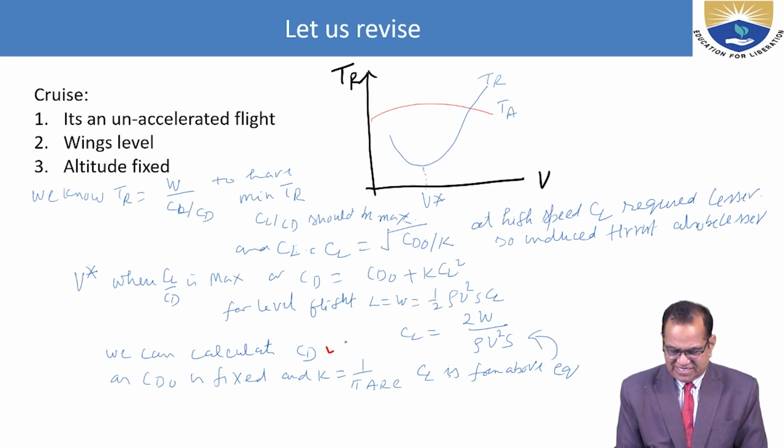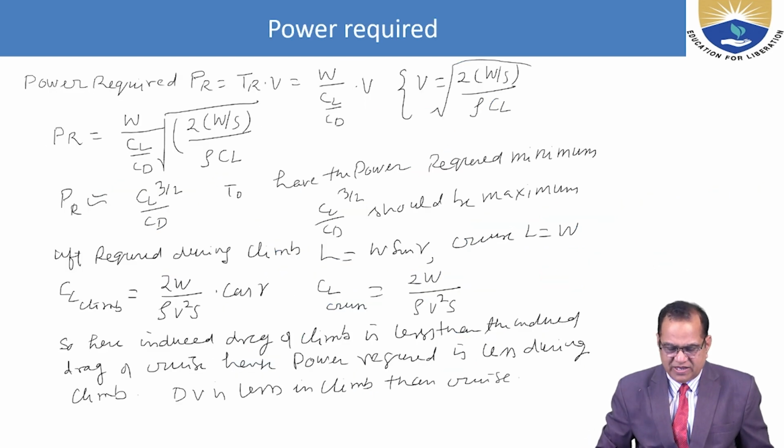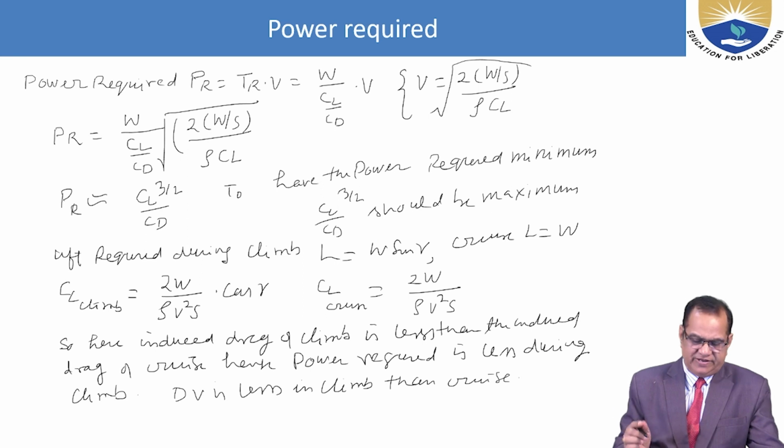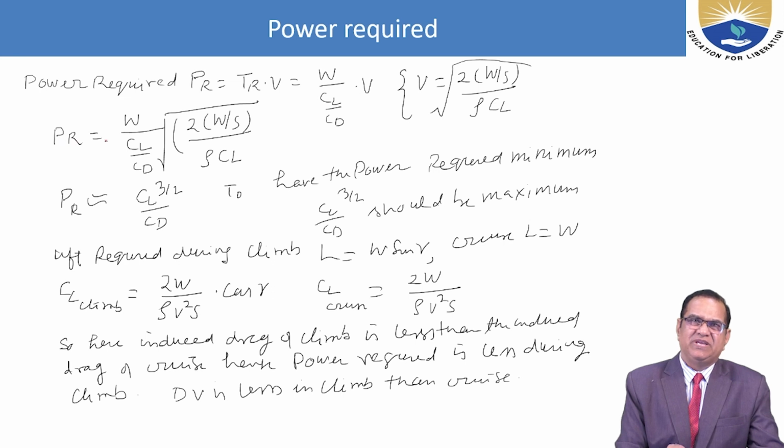We can calculate the CD as CD naught is fixed and K is given. So we can find out the CL, we can find out the CD, weight is given, so you can find out the TR. So we can find out how much TR is required. Power required, you know, is equal to TR into V, and W by CL by CD into V, where V is equal to under root, this we have already done. PR is equal to W by CL by CD times V. And here you will see that PR is directly proportional to CL to the power 3 by 2 by CD.